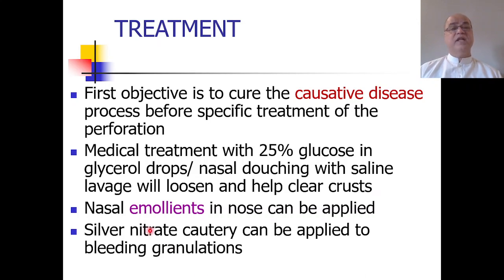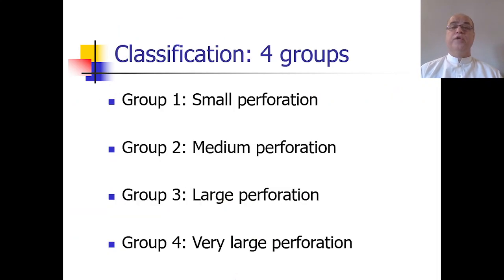Nasal emollients can also be used in the nose. Then if there is repeated bleeding or there is granulation tissue along the edges of the septal perforation, that can be cauterized with silver nitrate cautery, that is a chemical cautery.